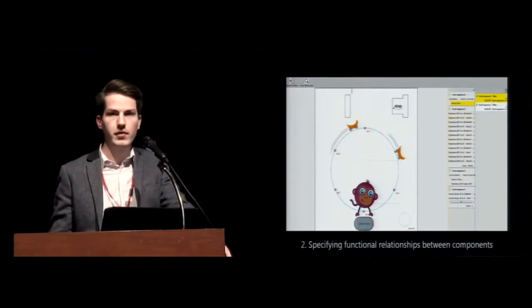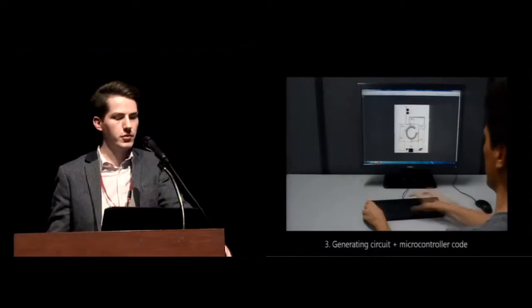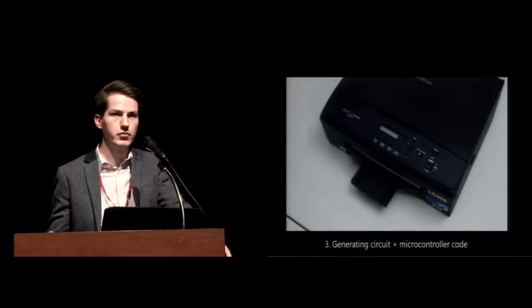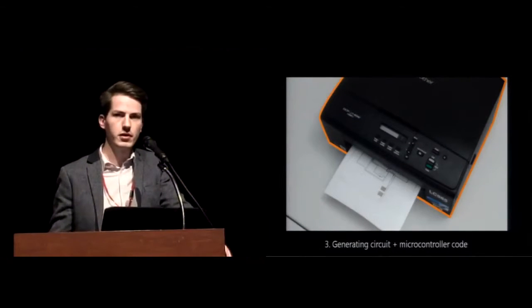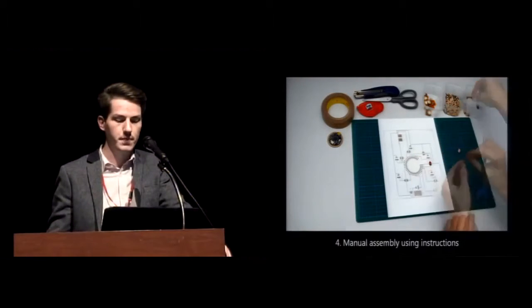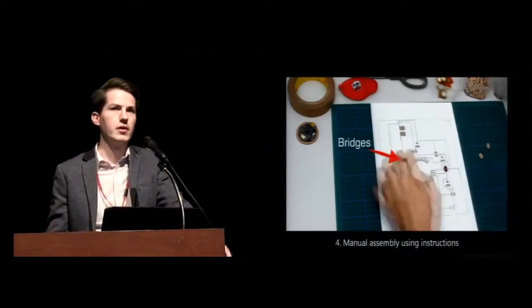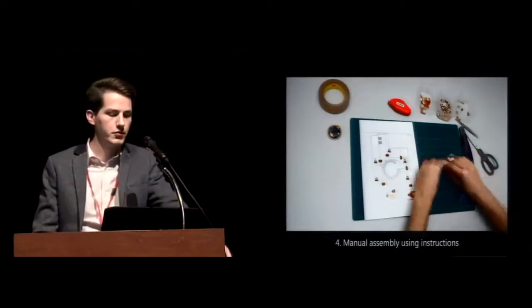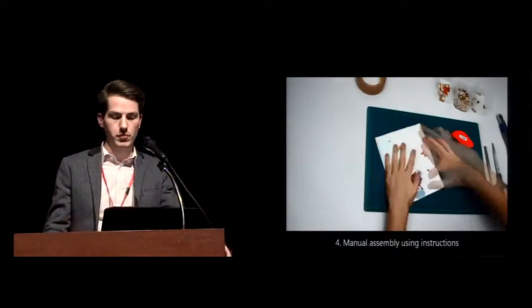So when you're satisfied with your design, you just press the print button, and then we generate all the electronic circuits, and we generate also the code for the microcontroller. Then we can print out these electronic circuits with a printer that has some conductive ink in it. And then we provide instructions for the user on how to assemble this. So he has to attach components and cut out and fold paper in different ways. Afterwards, he just puts everything together.